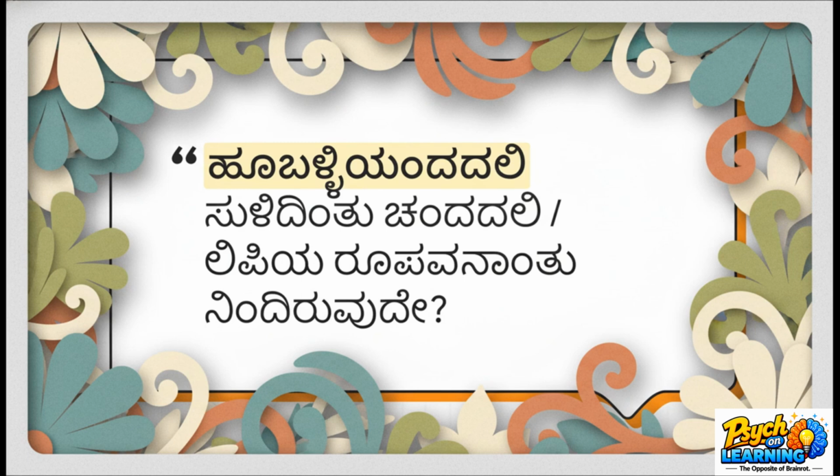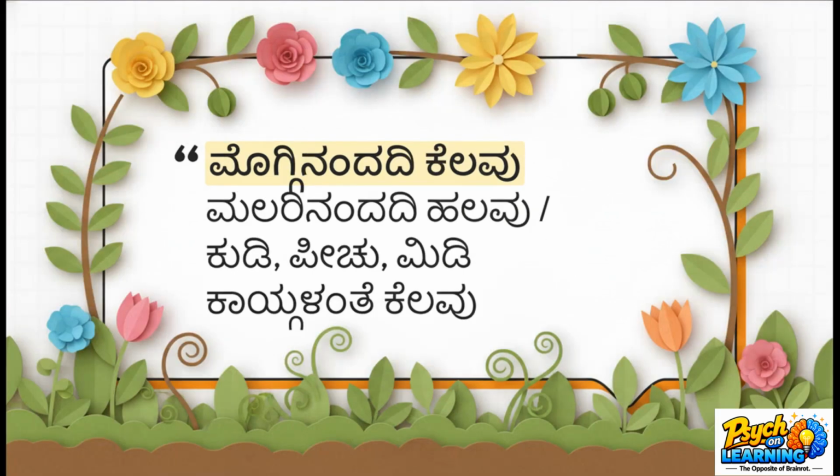Hubballi andadali sulidintu chendadali lipiya rupava nantu nindiruvude. In English, that's, has it taken the shape of a script, curving beautifully like a flowering vine? I want you to close your eyes for a second and picture the round, curvy shapes of Kannada letters. Don't they curl and loop just like a delicate little plant winding its way up a wall? It's exactly like that. But just like a real garden, not all these letter plants look exactly the same.